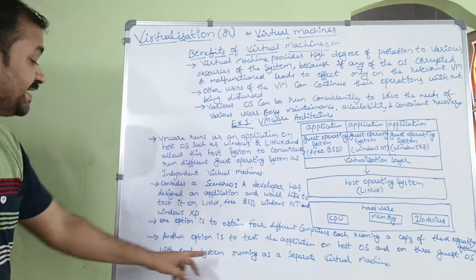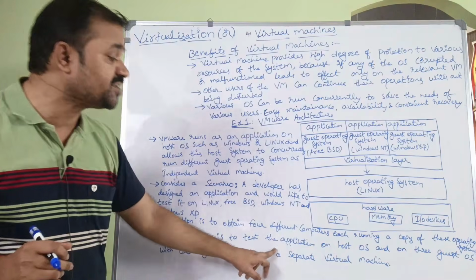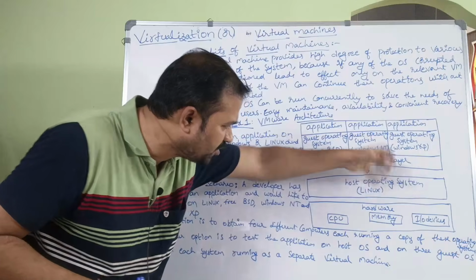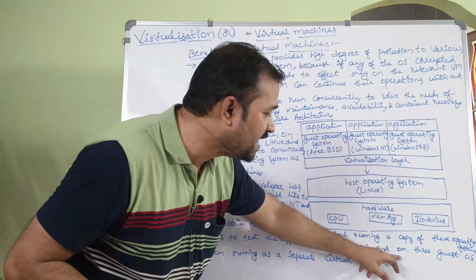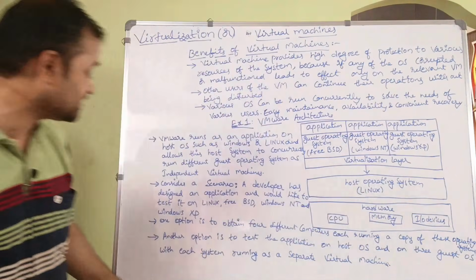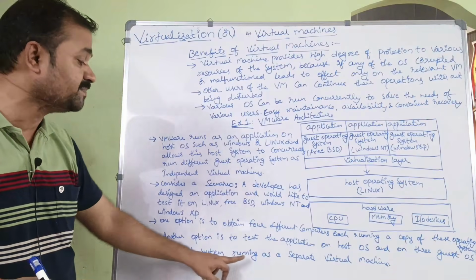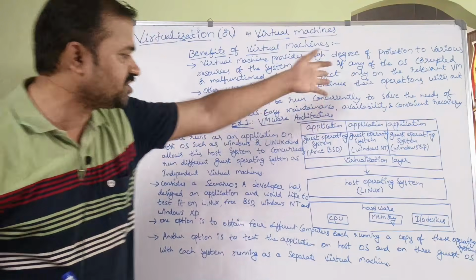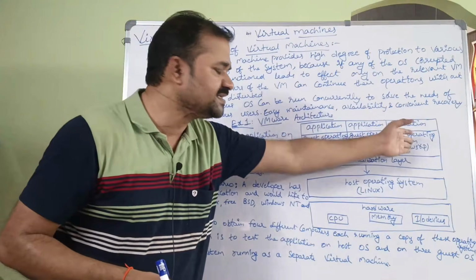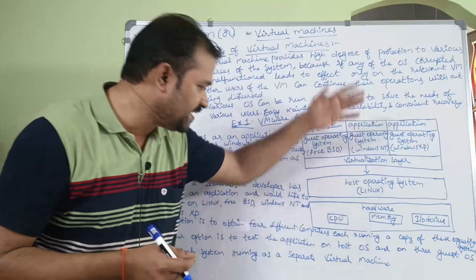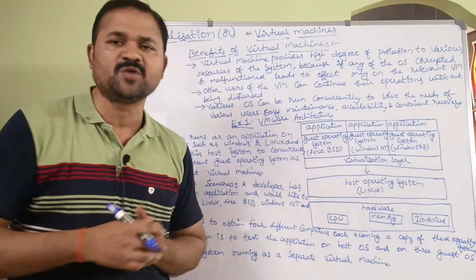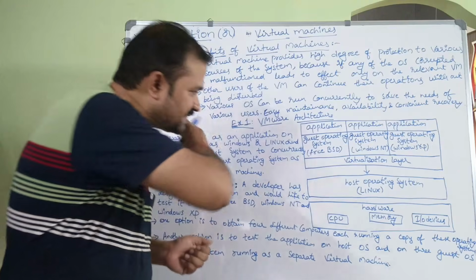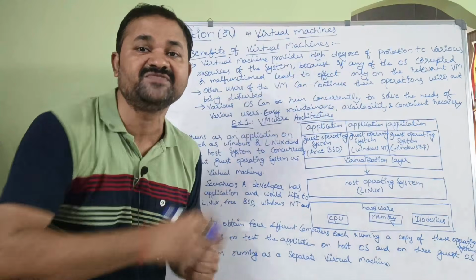Whereas another option is to test the application on the host operating system. So we have to test that application on the host operating system and on 3 guest operating systems, with each system running as a separate virtual machine. So this is one virtual machine, this is the second virtual machine, this is another virtual machine. So here the application will be executed on the host operating system and the same application will be executed on the 3 operating systems with 3 virtual machines.